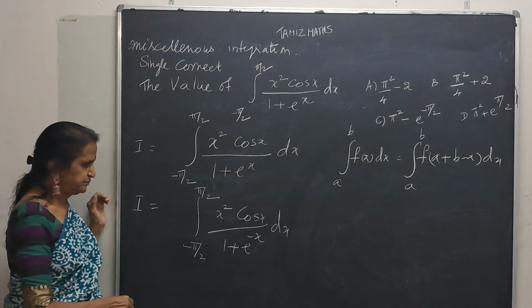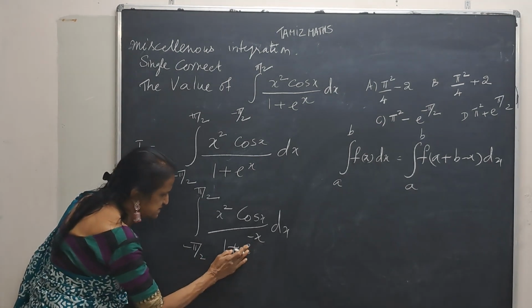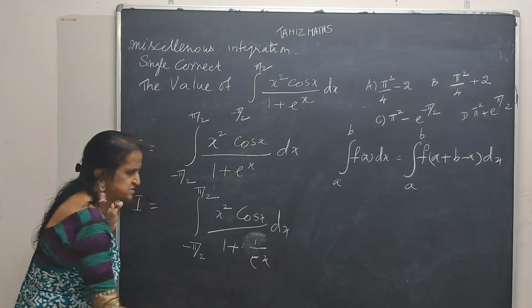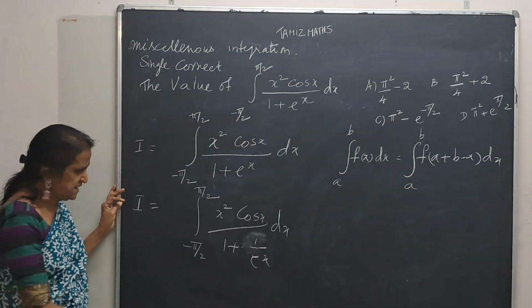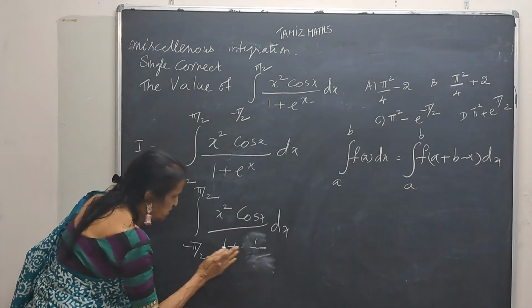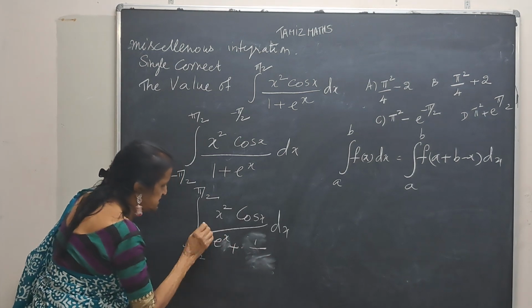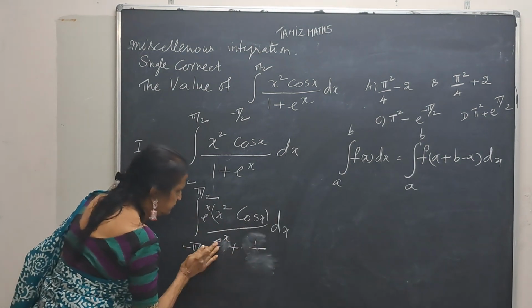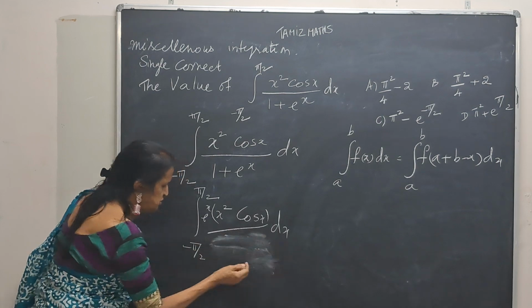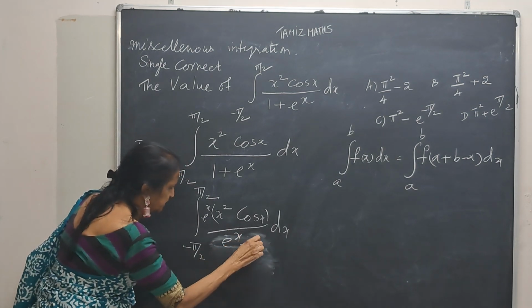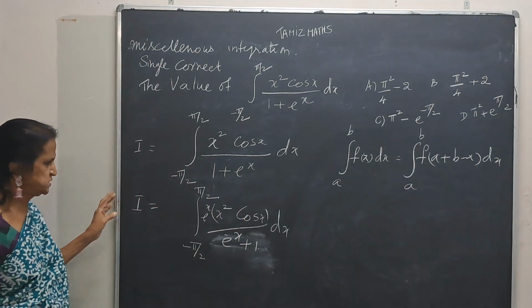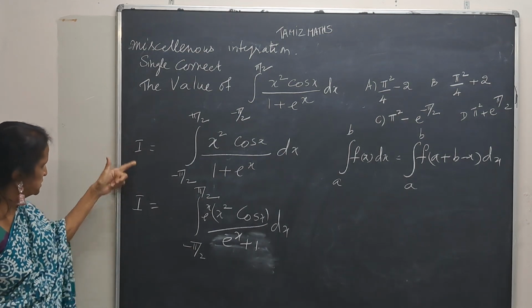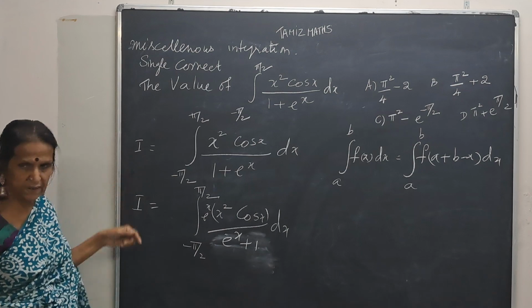Now next step, this e power minus x, you write as 1 by e power x. Take LCM here, this will become e power x, and that e power x will go up. So this will be e power x plus 1, that e power x will go up. Add them both. Same limits, no? So you can add them both.